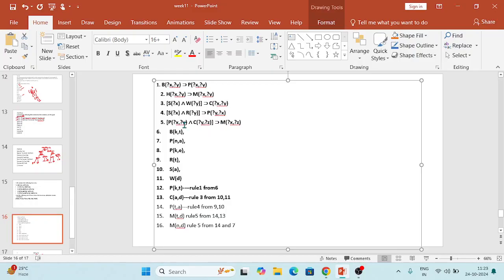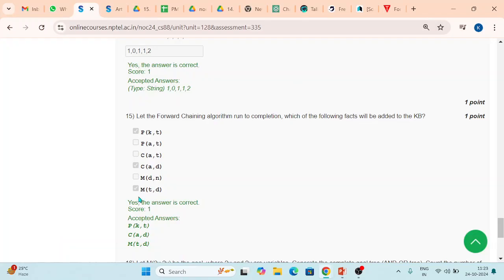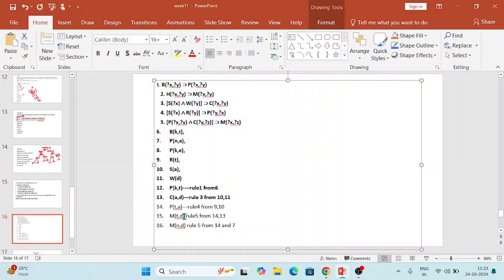You see XY, XY, YZ. Then we will get XZ. You should be very careful about these constants, whatever we are using inside. Next we are having M of TD. M of TD is okay.